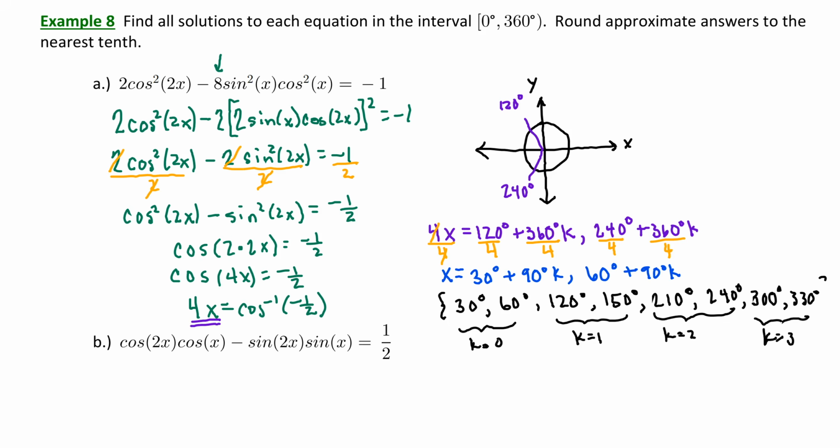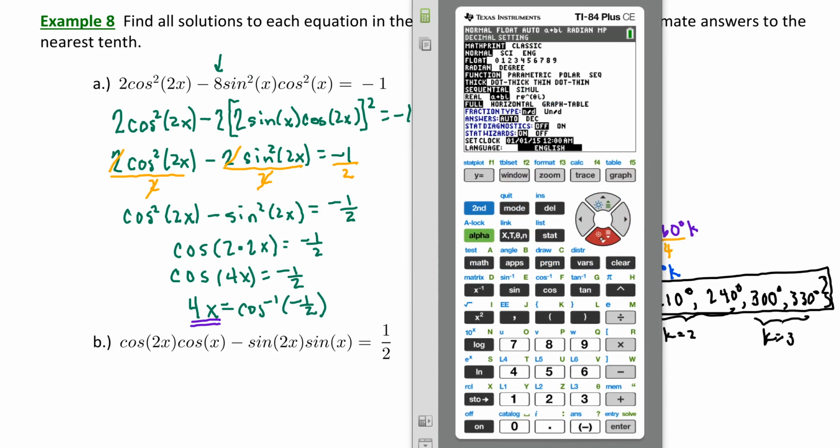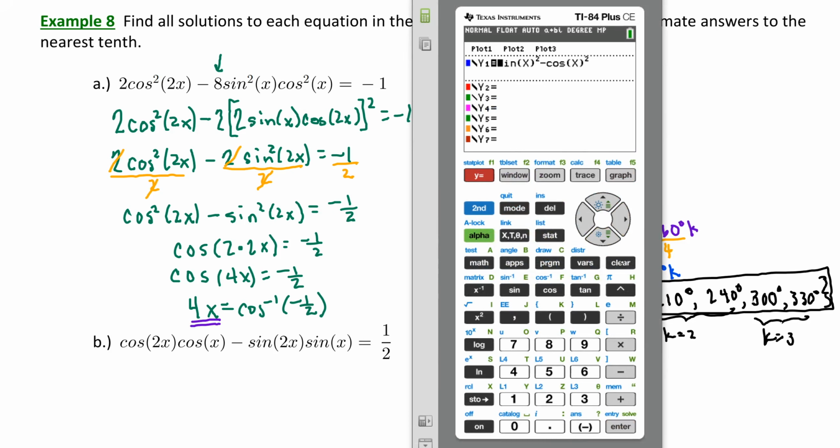If we go any further, we will be out beyond 360, and so that is sufficient for the solutions to this equation. Let's verify that we have found all of the solutions in one rotation around the unit circle in degrees by graphing the original function. So I'm going to type this in as 2 cosine of 2x, close parentheses and square that cosine function, minus 8 sine of x squared, cosine of x squared.